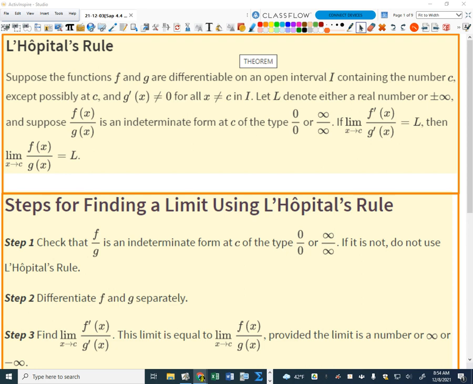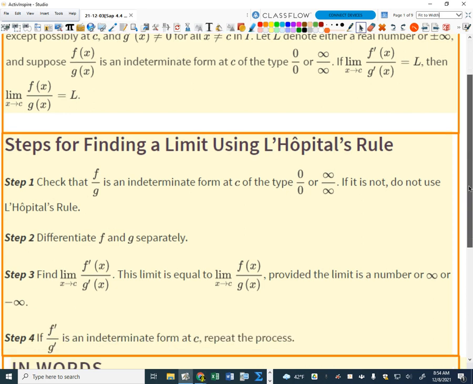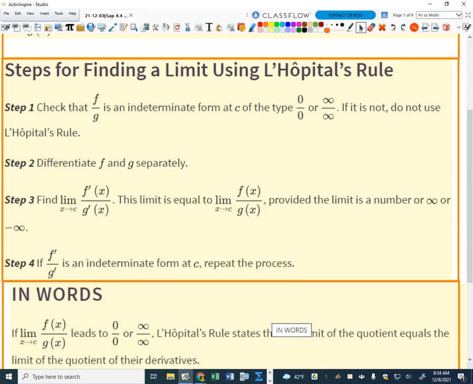And on the AP test, if you're taking the AP test, you have to explicitly state that it's an indeterminate form of one of these types. So then, how do you use this? Very simple. Step one is you just verify. You check that it's an indeterminate form of one of those two types, a ratio of zeros or infinities, and then you differentiate f and g respectively. And if it doesn't resolve the indeterminacy, then you just rinse and repeat. You just do it again.